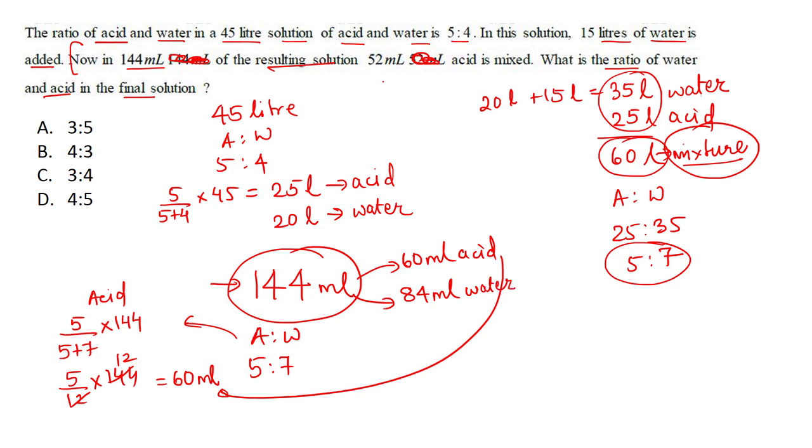Now in the 144 ml resulting solution, 52 ml acid is mixed. So add now 52 ml acid to this. What is the now amount of acid over here? 60 plus 52, 102 ml is the acid.